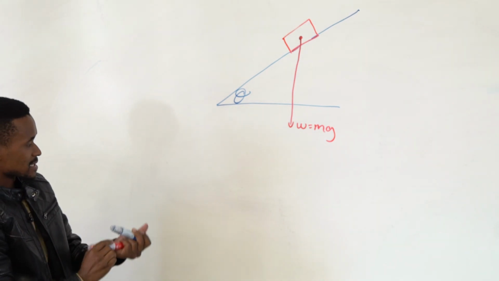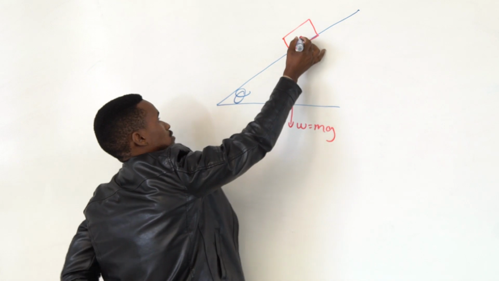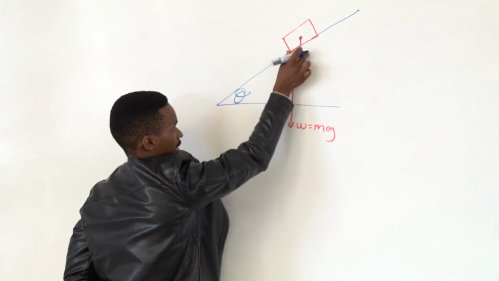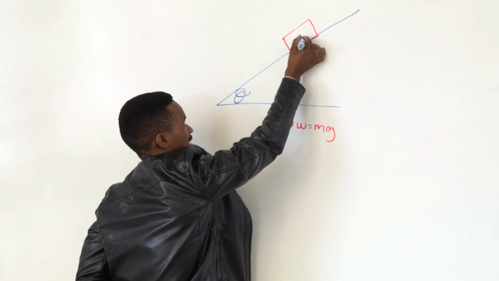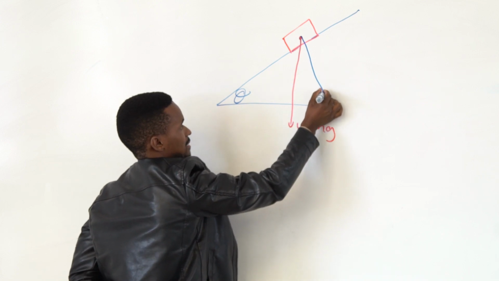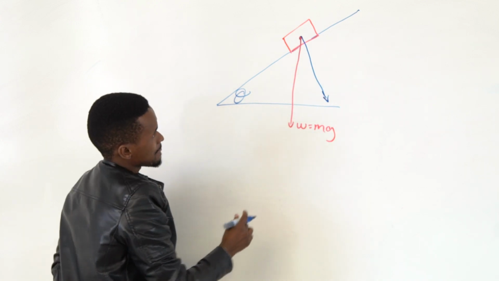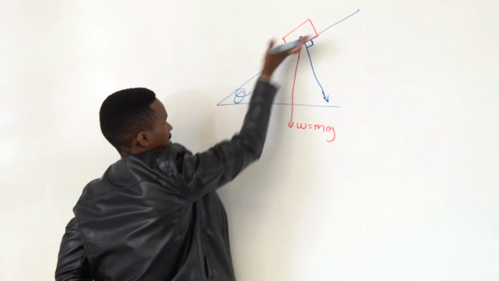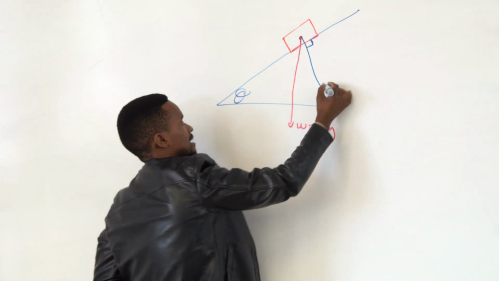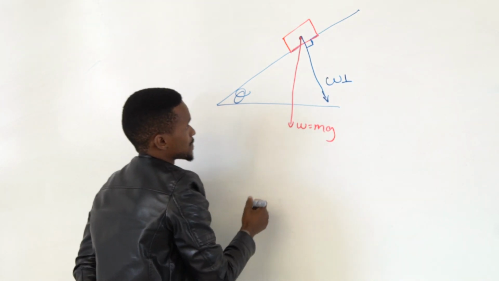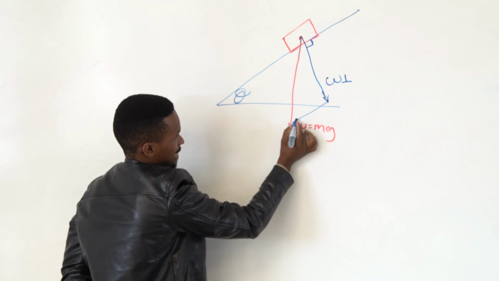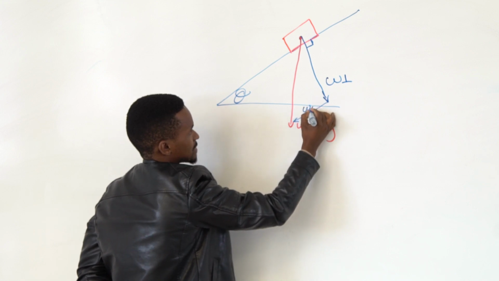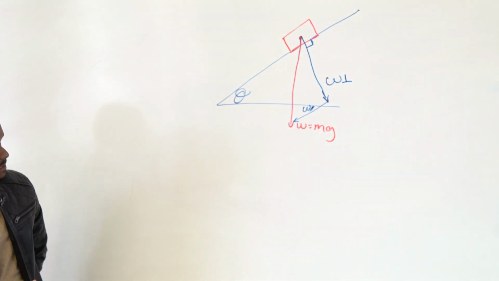We're going to break this force, this weight, into two components. The perpendicular component, which is that component. Why are we saying it's perpendicular? Because it's perpendicular to the incline. The perpendicular component, this is our weight perpendicular, and the component in that direction, the weight parallel, right?